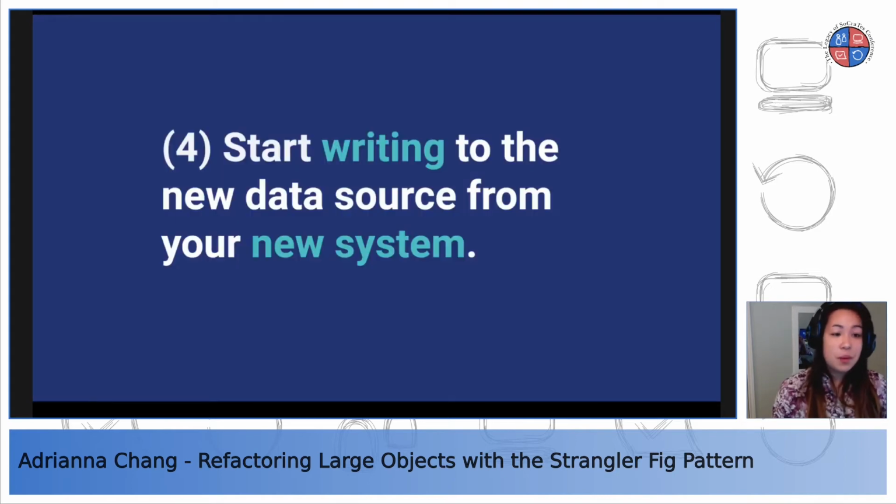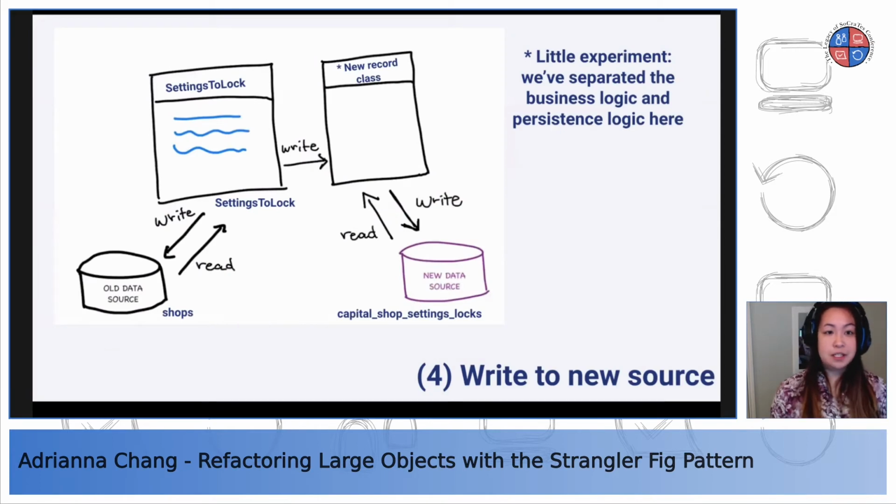Okay, so step 4, we're going to start writing to the new data source from our new system. This is where we get back into the little experiment I talked about at the start, where we decided to separate business logic and persistence logic. You might recall that the new class we defined, settings to lock, is a pure Ruby class. It's not an application record like shop was. So the question becomes, how are we going to write to this new table? Because usually with application record, you add the table at the same time as the model, and then it handles all the persistence logic.